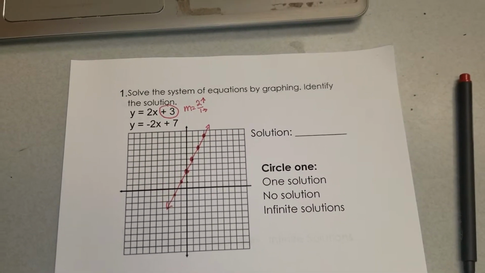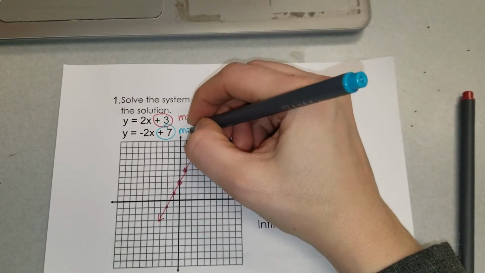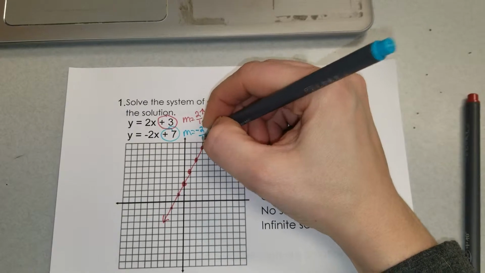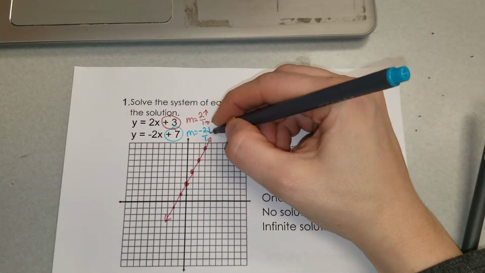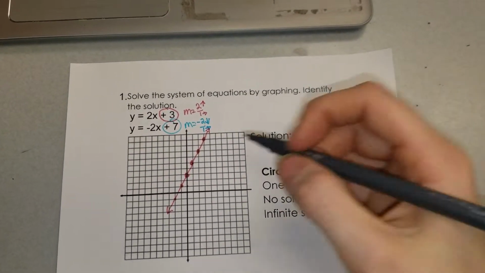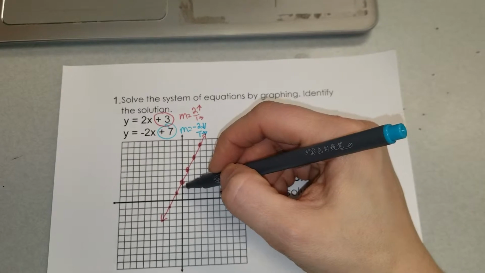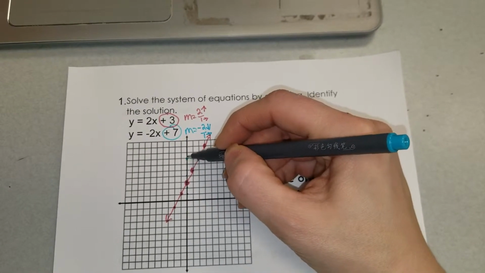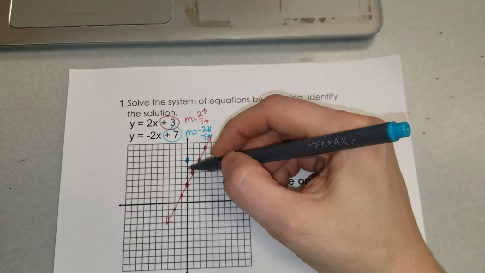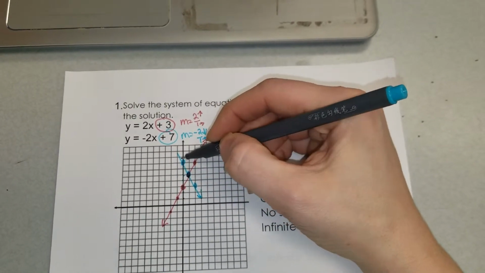Okay? And then you do the same thing for the other equation. So I'm going to start at 7, and my slope for this one is negative 2 over 1. So down and right. Okay? So I'm going to start at positive 7. So 0, 1, 2, 3, 4, 5, 6, 7. And from here, I'm going to go down 2, right 1. And right away I intersect.